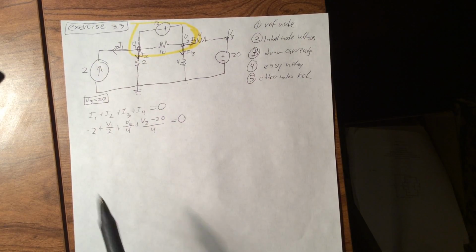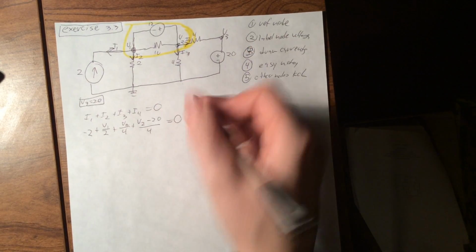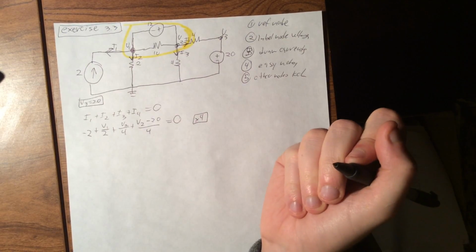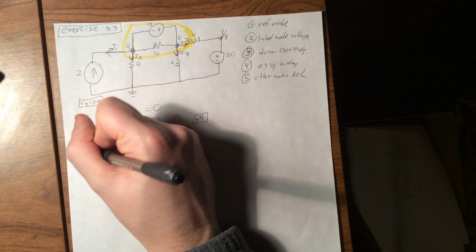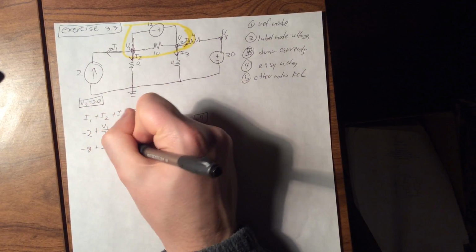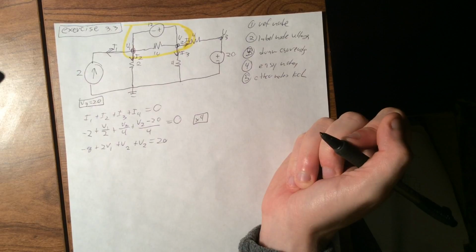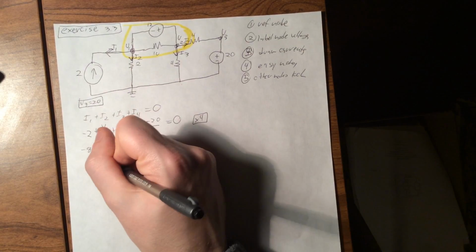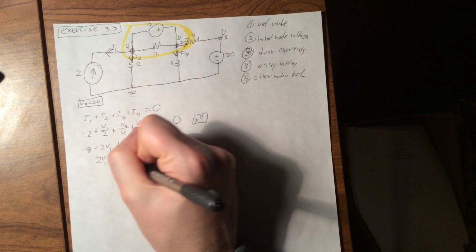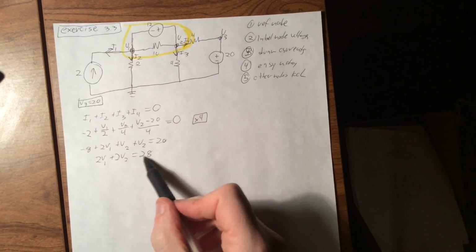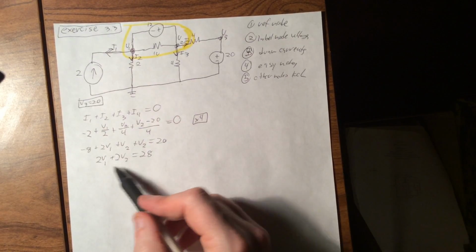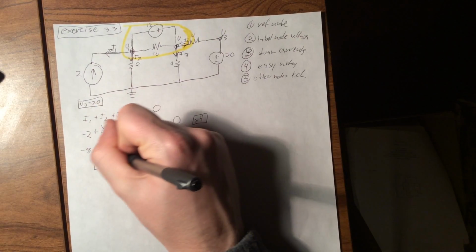So now we've got that. We've already substituted that into here. We've already put that in for I1. Cool. So let's multiply. It looks like 4 is the thing to multiply by here. And that's going to give us, what do we got? Minus 8 plus 2V1 plus V2 plus V2 equals 20. All right. That looks good. So let's bump that out. So that's 2V1 plus 2V2 equals 28. I could have done it by 2. Oh well, whatever. 2V1, 2V2, 28. That looks nice to me. Let's save that.